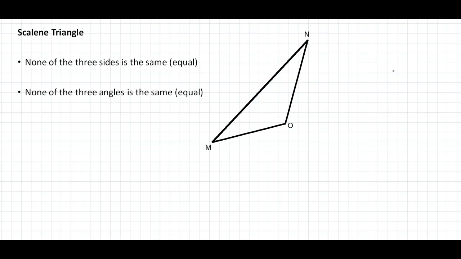What about a scalene triangle? A scalene triangle is one in which none of the sides is equal. None of the sides is equal, so we have it written this way. We can show that none of the sides is equal, and because none of the sides is equal, that means none of the angles will be equal either.